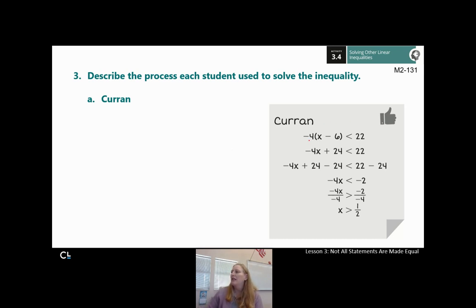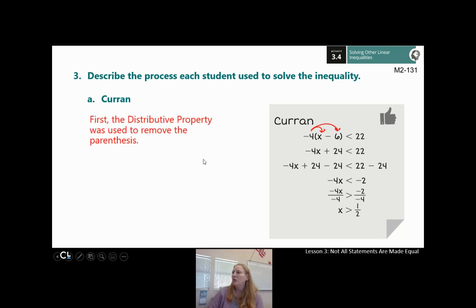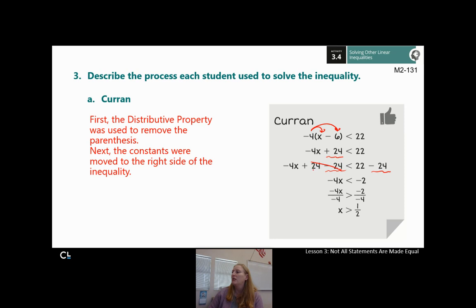So it looks like the first thing Karan did is distributive property. Do you see it? It looks like he distributed property first to get rid of the parentheses, which is fair. I get it. I'm cool with that. So that gives us a negative 4x plus 24. It looks like he then got rid of the 24 by subtracting 24 on both sides. So it looks like the constants were moved. So those would cancel. So he moved the constants to the right side of the inequality.